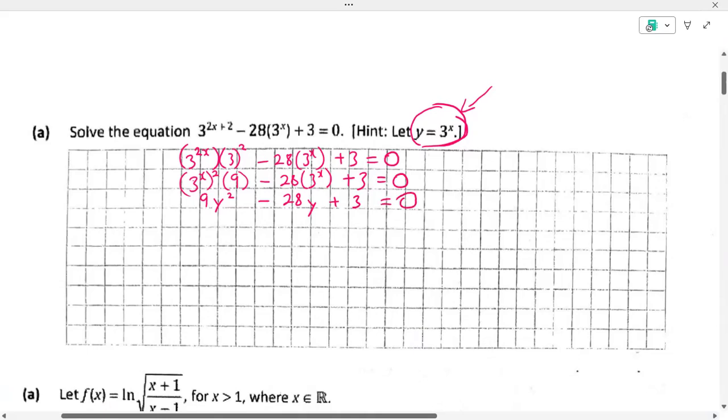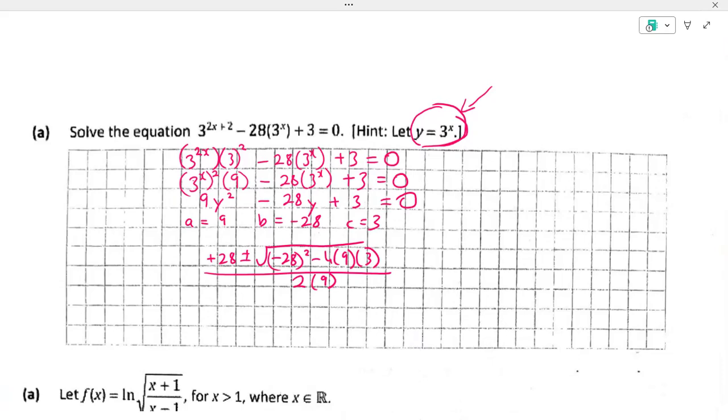Now, once I have written it in that form, I can use my minus b formula. a is 9, b is minus 28, and c is 3. So minus b, plus 28, plus or minus the root of b squared minus 4ac, all over 2a, which is 9. Now, when we pop this into our calculator, 28 plus the root of minus 28 squared minus 4 bracket 9 bracket 3, all over 2 times 9.